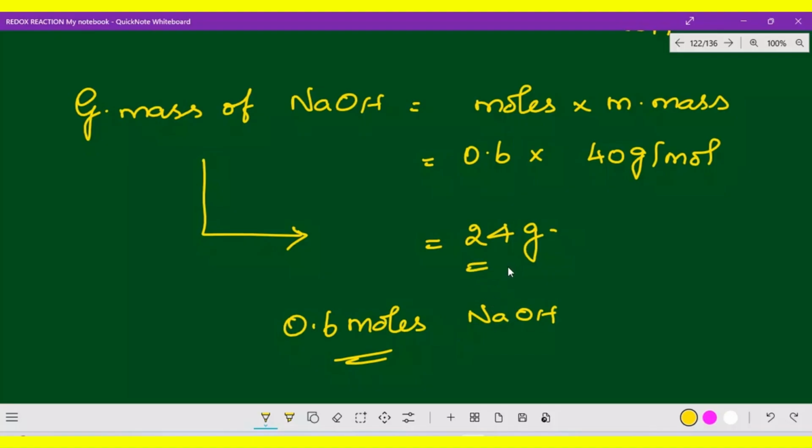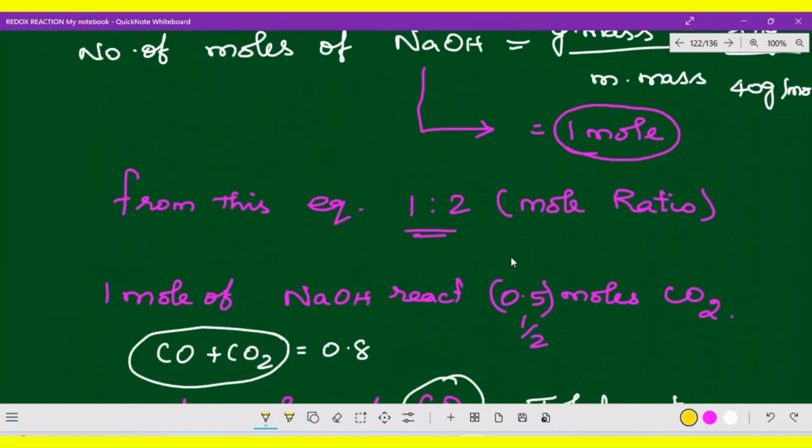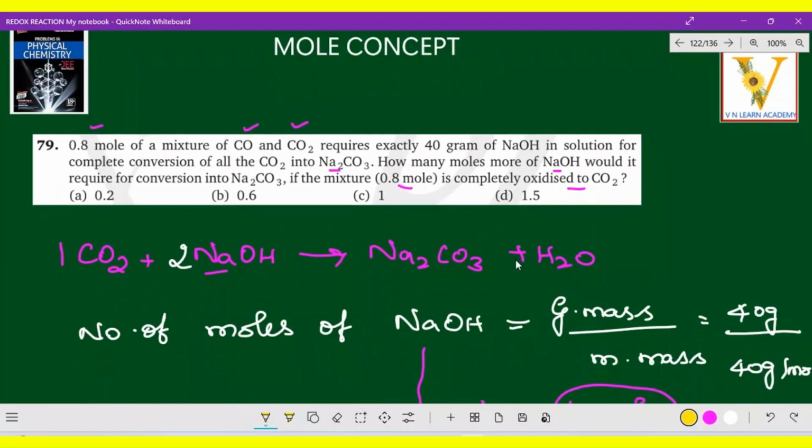So how much gram required? Still more, 24 grams. Now, which is the correct option? I hope you got the clarity. Now 0.6 moles adding, so that means 0.6. So the answer is B. Option B is the correct option.